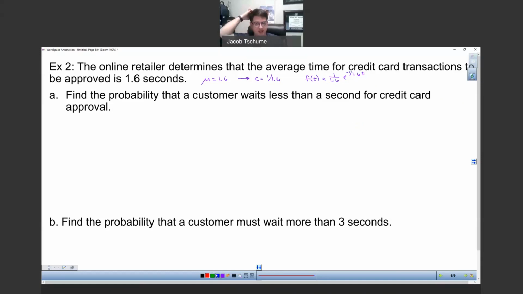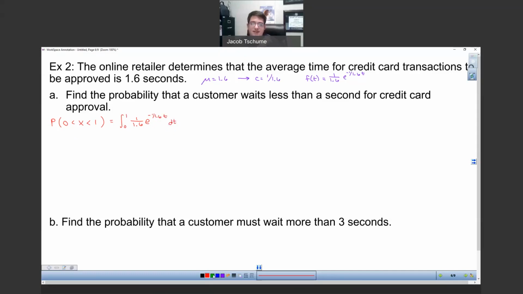Solving part A. What's the probability you wait less than a second? So that would be the probability that x falls between 0 and 1, because it can't take less than 0 seconds for credit card approval. That doesn't make sense. So this would be equal to the integral from 0 to 1 of my exponential density function, 1 over 1.6 e to the negative 1 over 1.6 t dt.